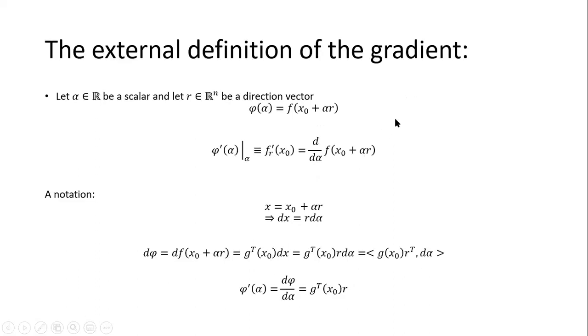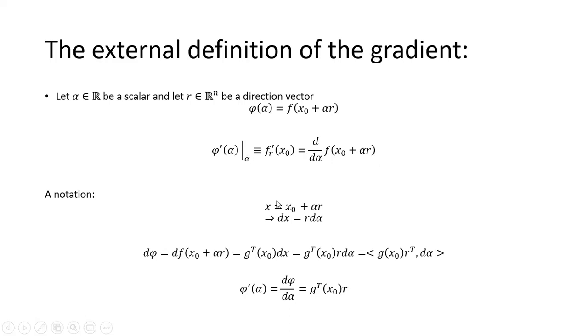The external definition of a gradient. Let alpha be a scalar and let r be a direction vector. We will define phi of alpha to be f at the point x0 plus a step of size alpha in the direction r. We will derive phi by alpha, and we get the first directional derivative of f at point x0. That equals the derivative by alpha of f at the point x0 plus alpha r.